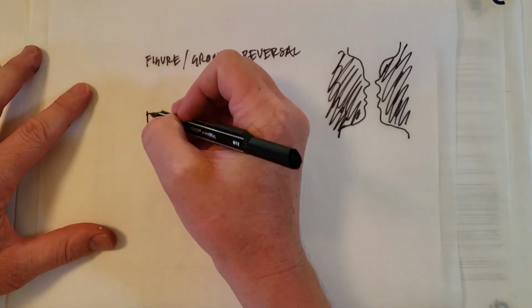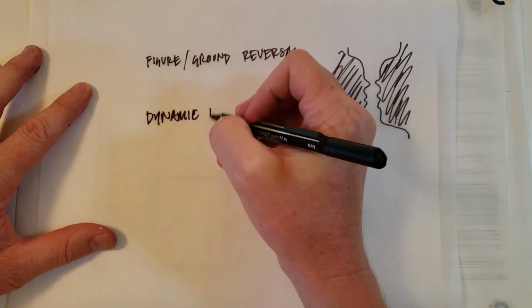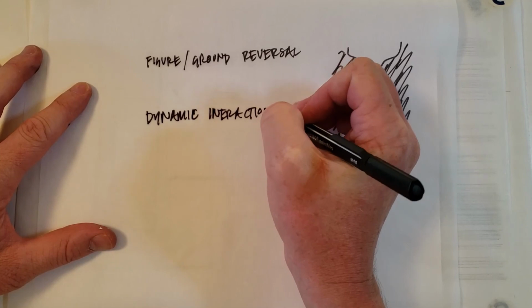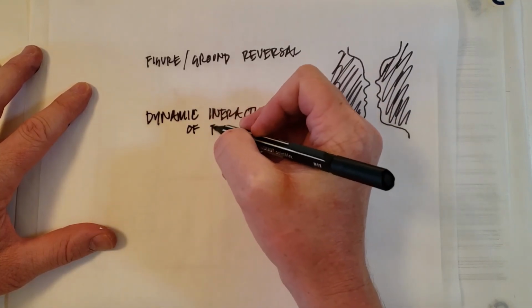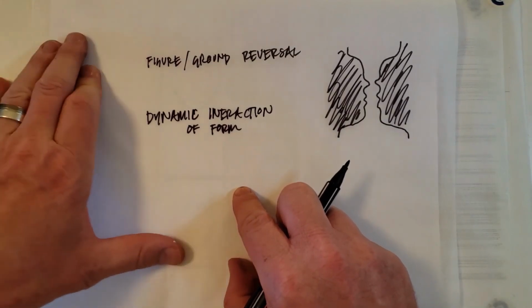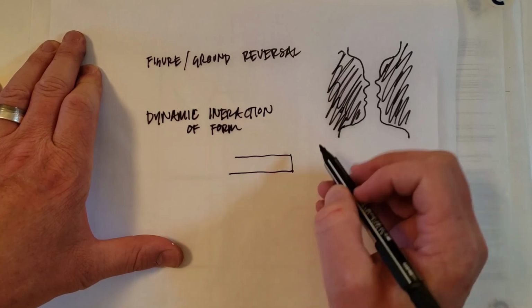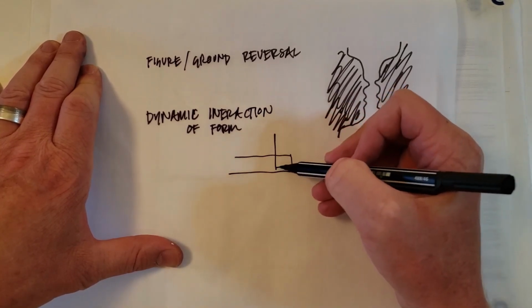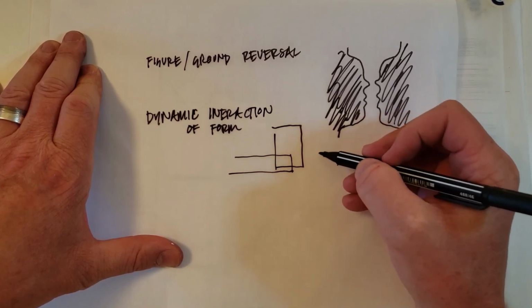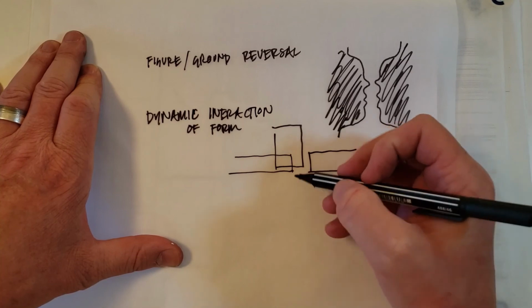Also, dynamic interaction of form. So that would be if you have a figure or figures that seem to be having an influence on one another.